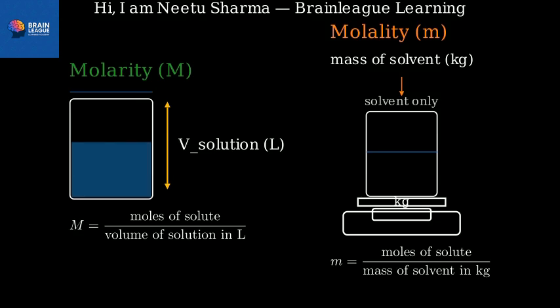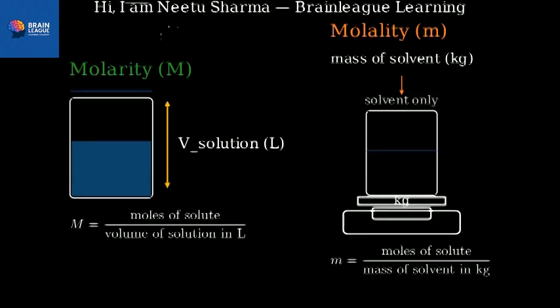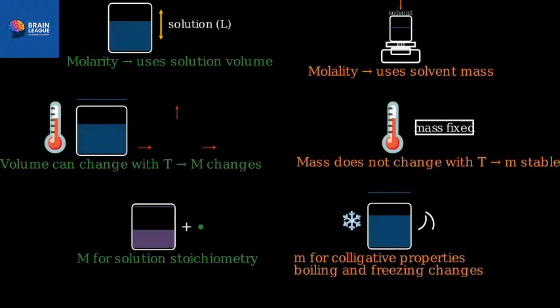We will visualize the denominators clearly: volume of the whole solution for molarity and mass of just the solvent for molality. Key differences. Number 1, the denominator: molarity uses volume of the solution, while molality uses mass of the solvent. Number 2, temperature dependence. Volume changes with temperature, but mass does not. Number 3, typical use. Molarity is common in solution stoichiometry. Molality is preferred for colligative properties like boiling point elevation and freezing point depression.